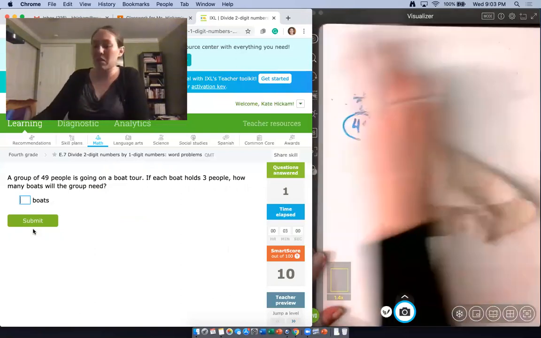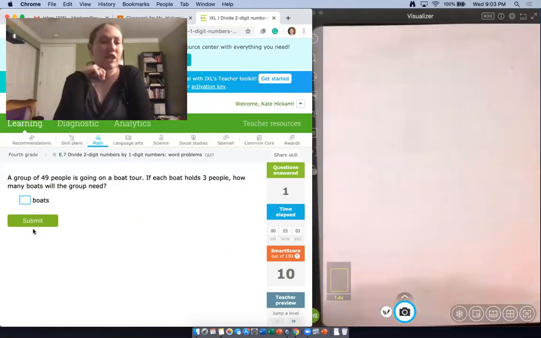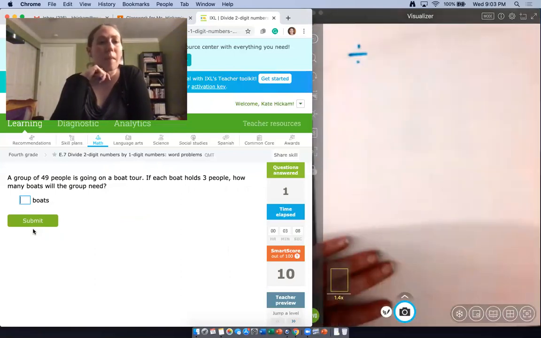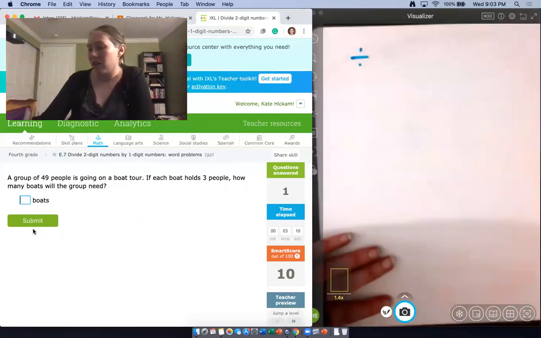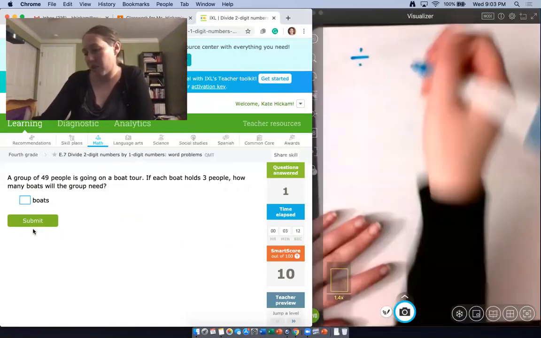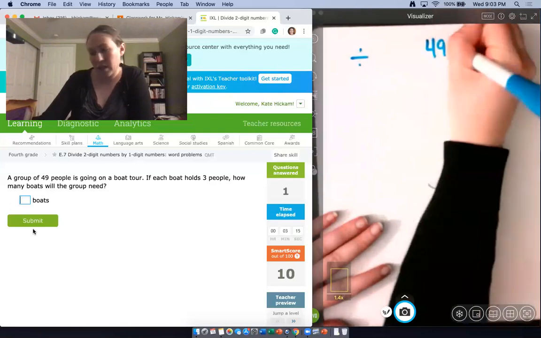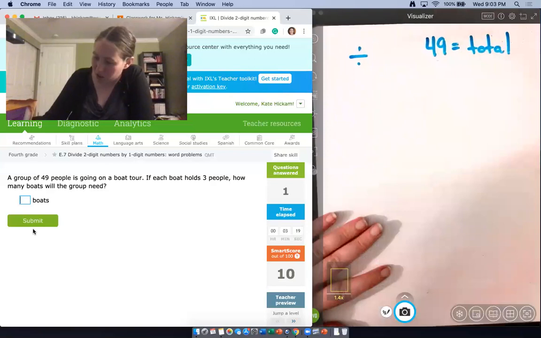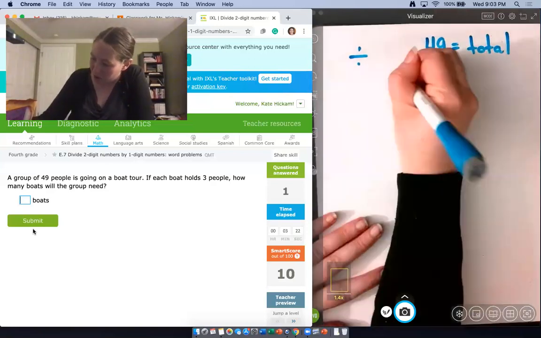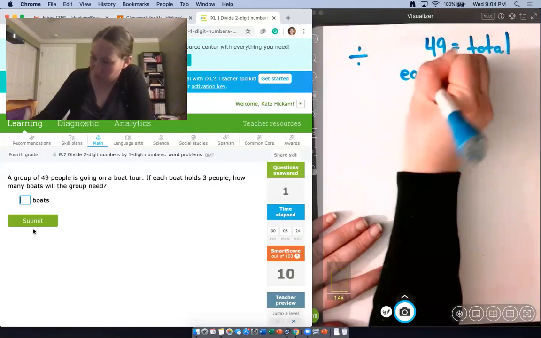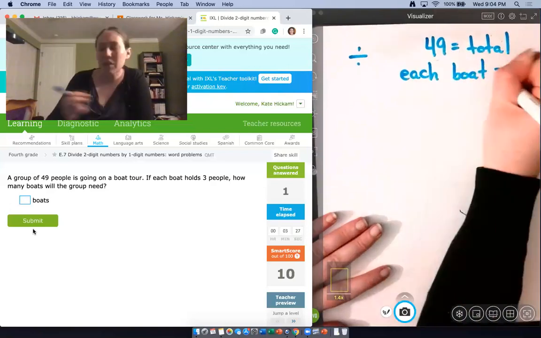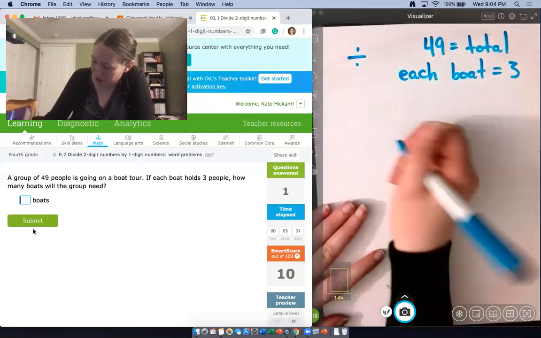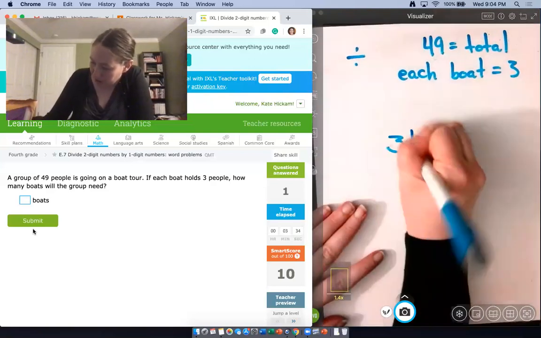So once again, this one we know has division. A group of 49 people is going on a boat tour. So 49 equals total. Each boat can hold 3 people. How many boats do we need? All right. So we have 3 goes into 49.